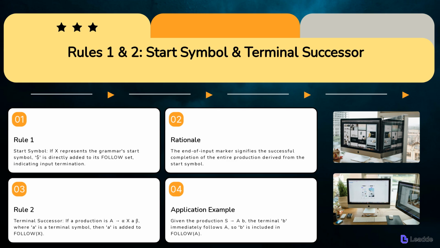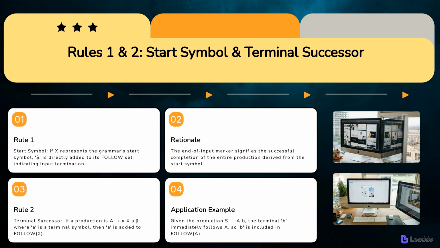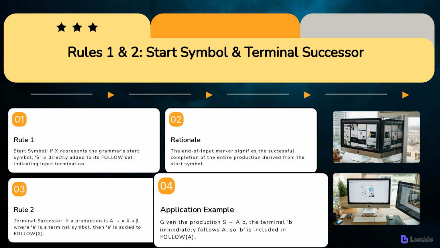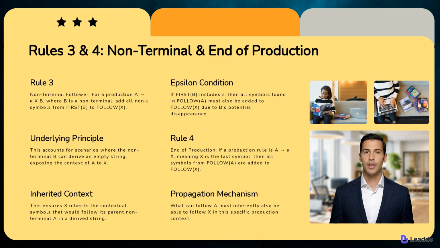Rule 2 involves a terminal successor. If a production has the form A produces alpha X a beta, where a is a terminal symbol, then a is added to the follow of X. For example, given the production S produces AB, the terminal B follows A, so B is included in the follow of A. Next are rules 3 and 4.